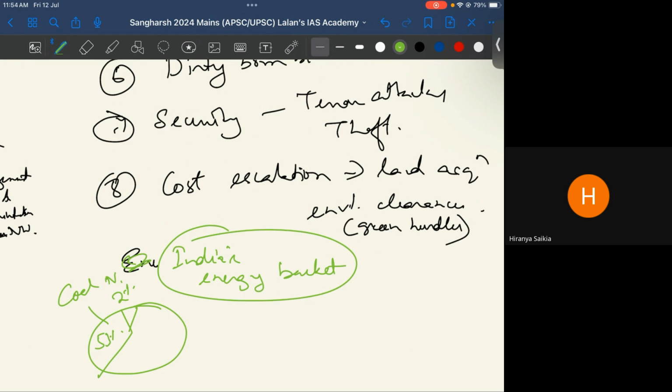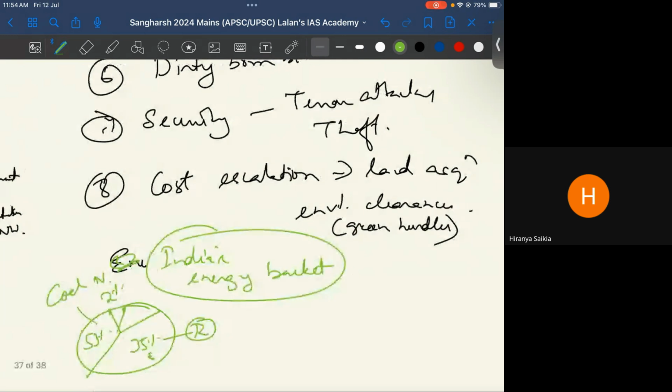Around 35% is renewables. I am saying this because our total energy mix target is 50% by 2030. That is going to happen, but nuclear is just 2%, so you should appreciate the fact that its potential is huge and we are yet to adopt it fully.